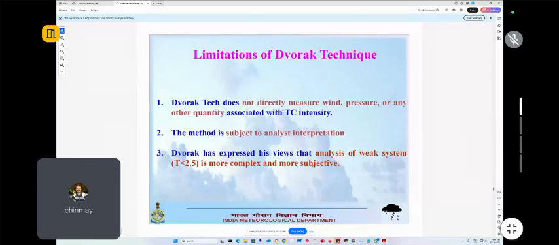Please repair this AC. When the T number is less than 2.5, we cannot sleep without the AC in this room.